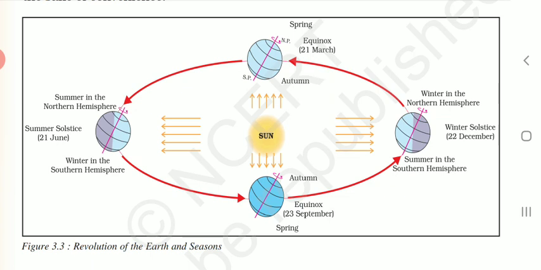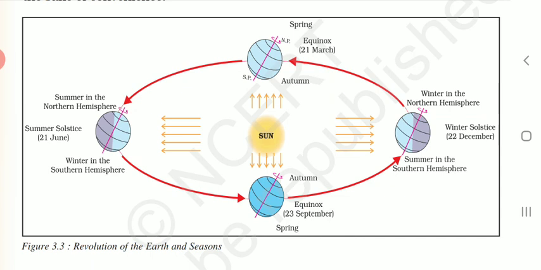Before understanding how the seasons are changing, it is very important to understand that there are 4 seasons in the world. Basically there are only 2 seasons, summer and winter. But besides these 2 seasons, there are 2 more, spring and autumn. How they take place, or what are the reasons behind the seasons changing, all these things we are going to understand here.